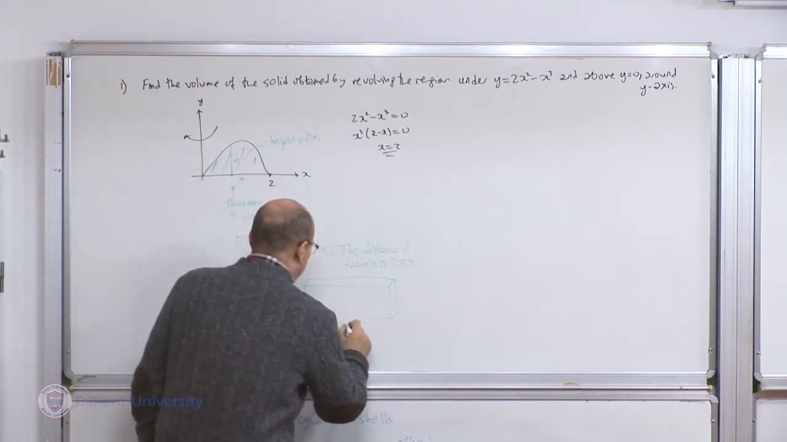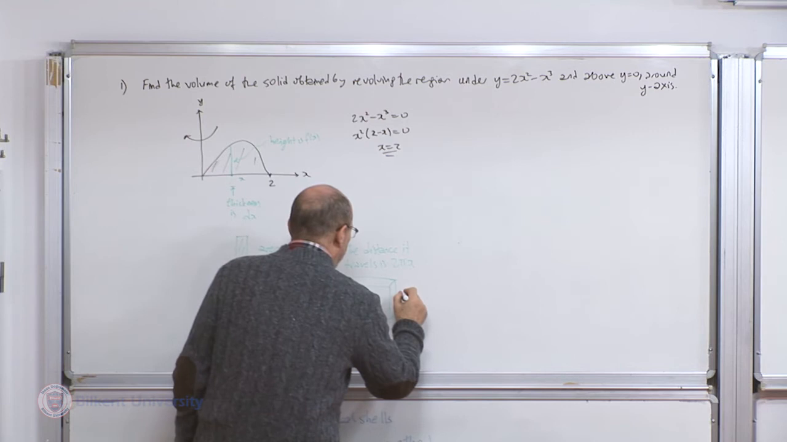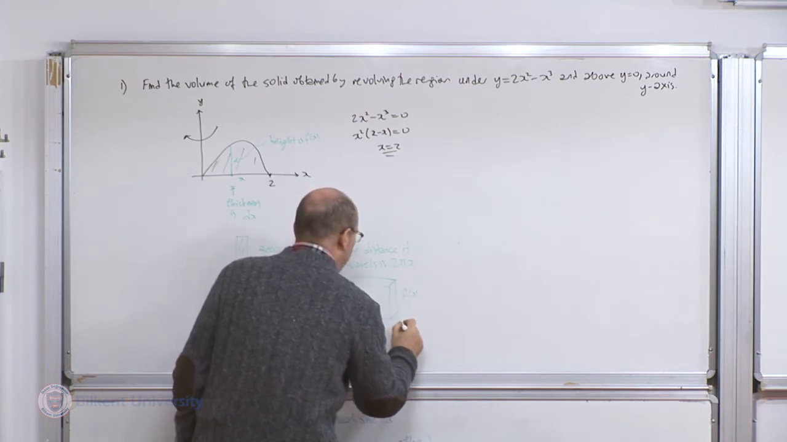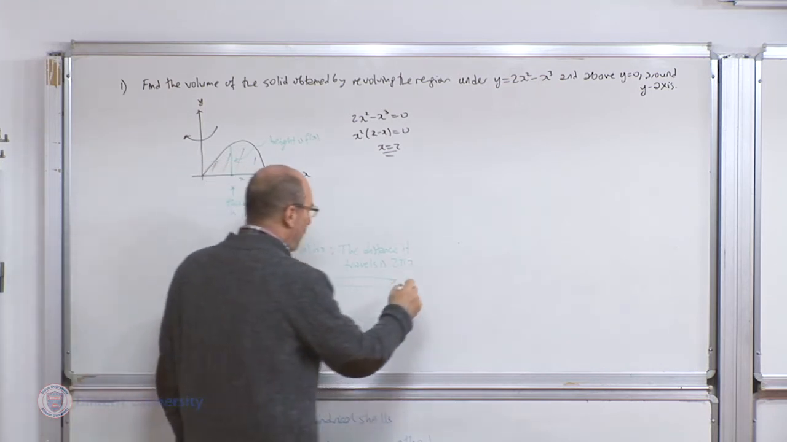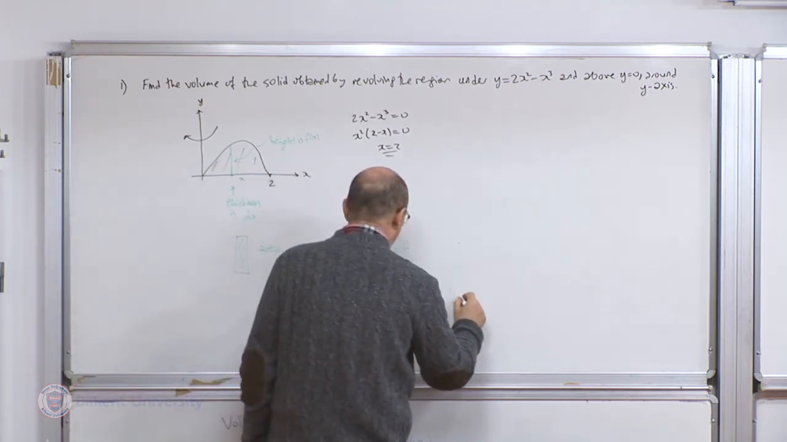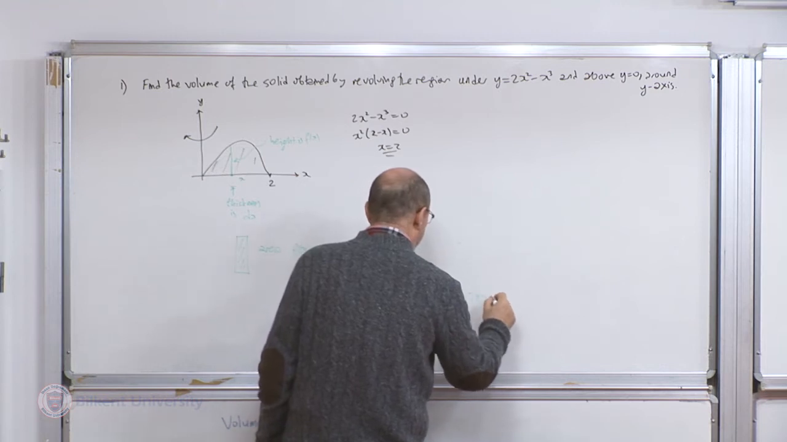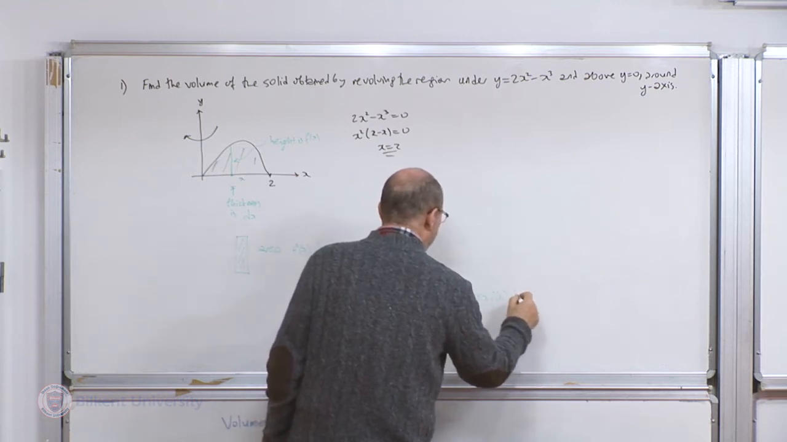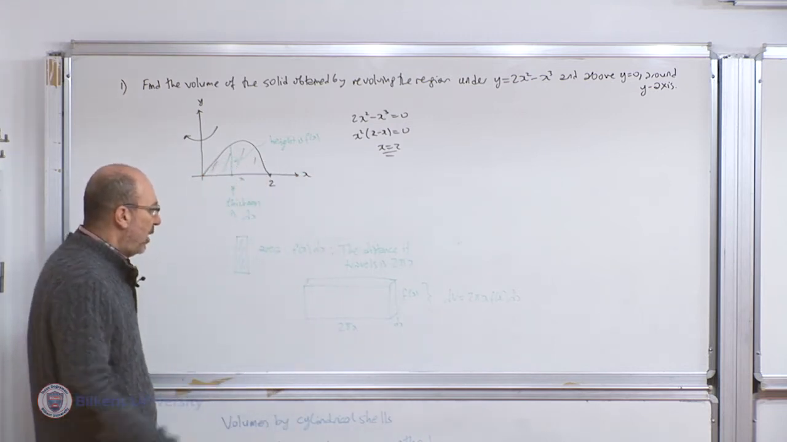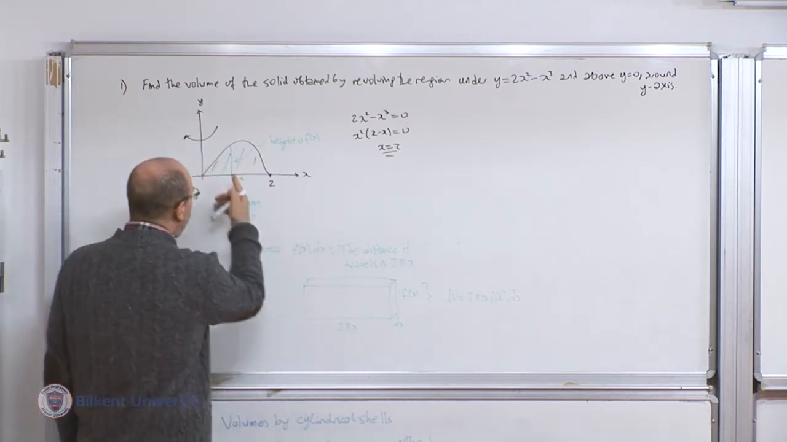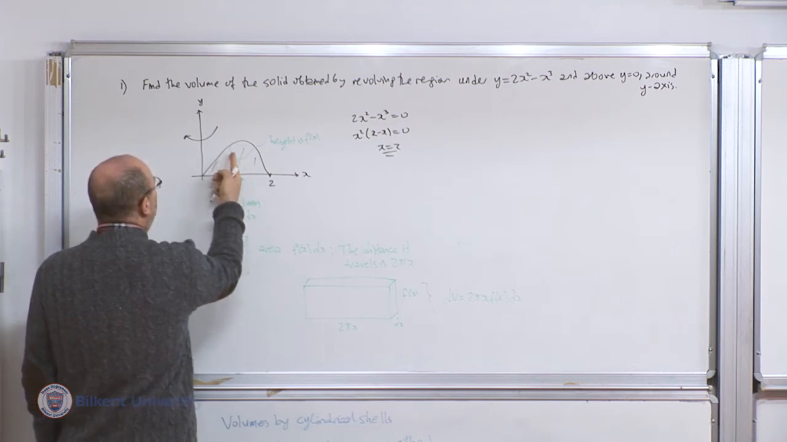Okay, so this part is 2 pi x. This part height is f of x. This thickness is dx. So its volume is 2 pi x f of x dx. So that's how you can remember this. Then this is the volume I obtain by revolving this line.